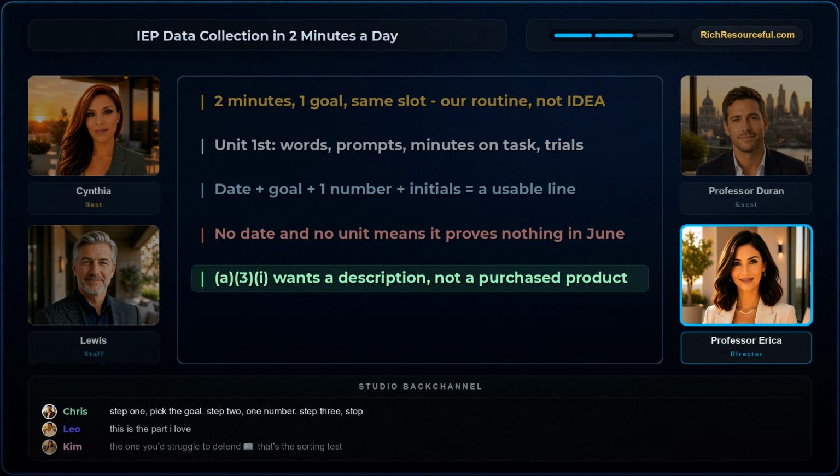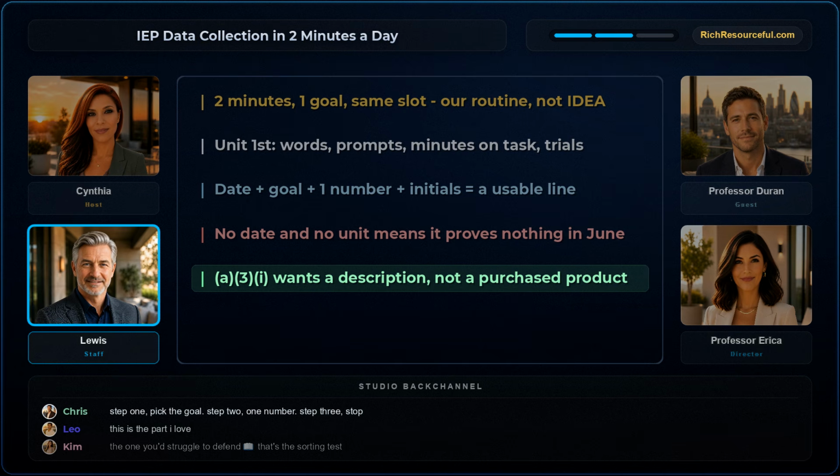Sit beside one kid for two minutes and you've produced a description. You've produced the measurement the description promised. A description, not a product. Nobody has to buy anything. Pass me the printout a second.